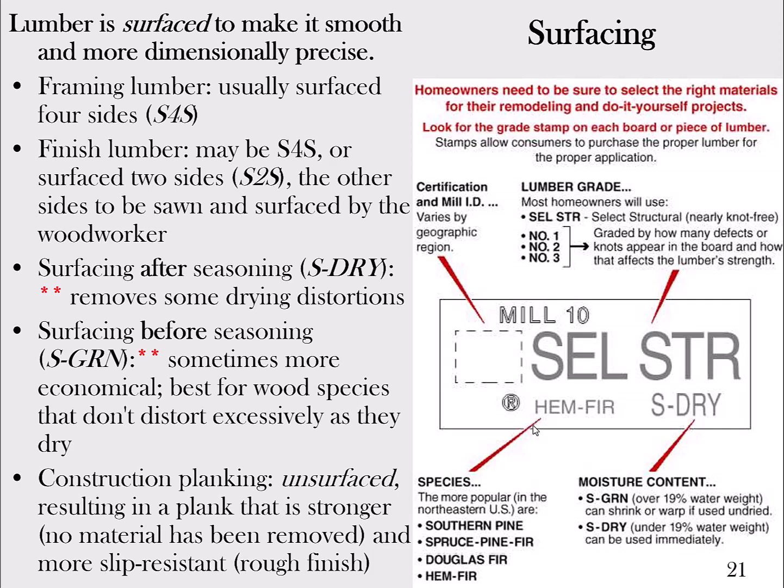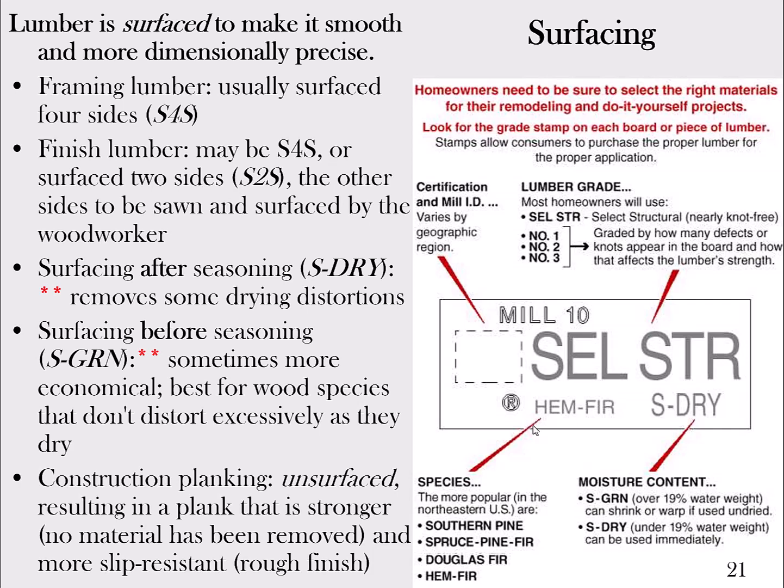So finished lumber could be surfaced on 4 sides or sometimes on 2 sides, and the other side you'll be sawing and surfacing by the woodworker, him or herself. Now, sometimes you'll see a term S-dry, and that means it was surfaced after seasoning, which is the default. This is by far the most common way we do lumber. We rough cut it, then we let it dry out, which means seasoning it, and then we'll run it through some surfacing. So that would be S-dry, surfaced while dry, which also implies that you've at least dried it out to 19% moisture content. That was the standard.